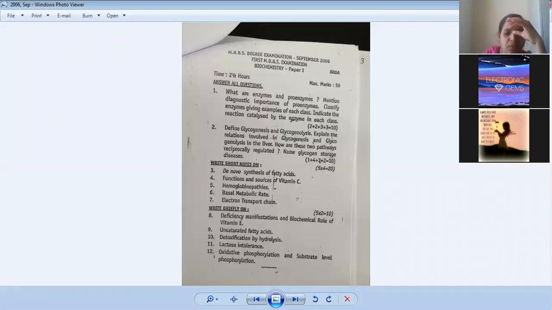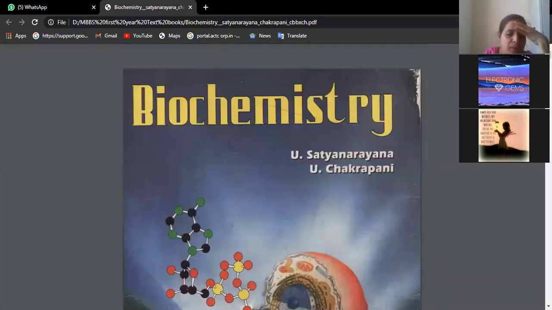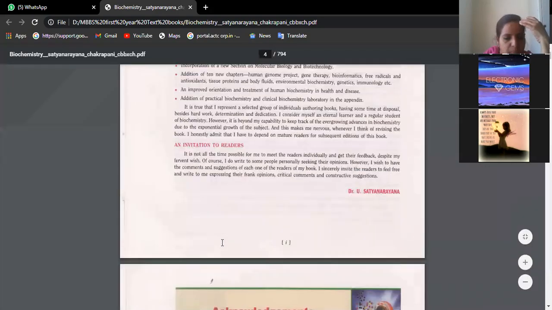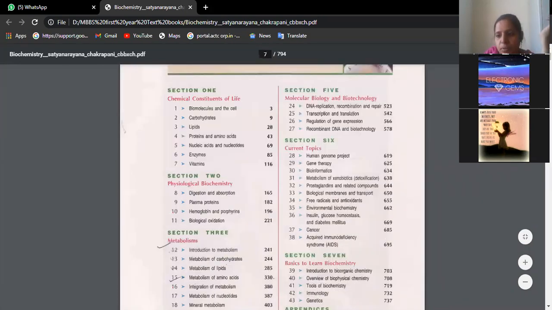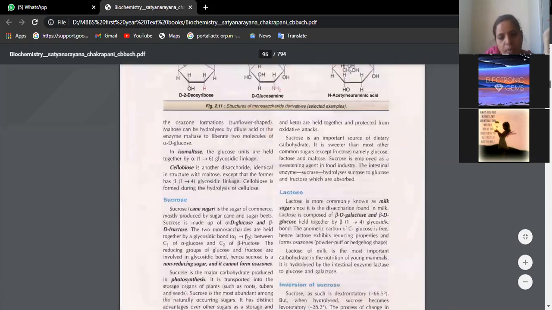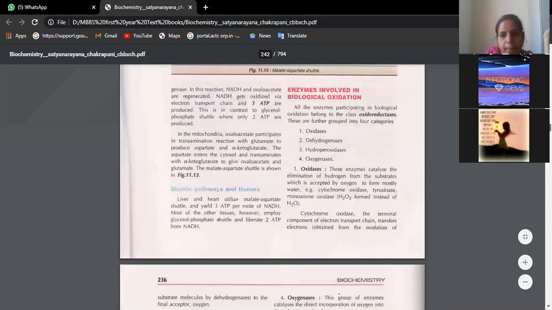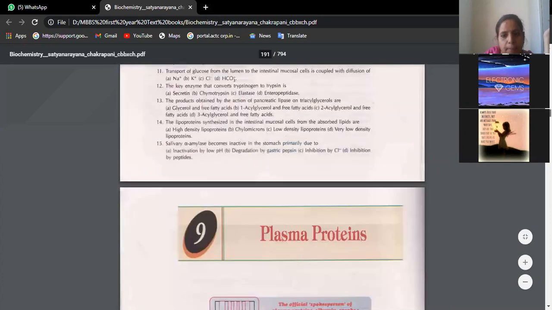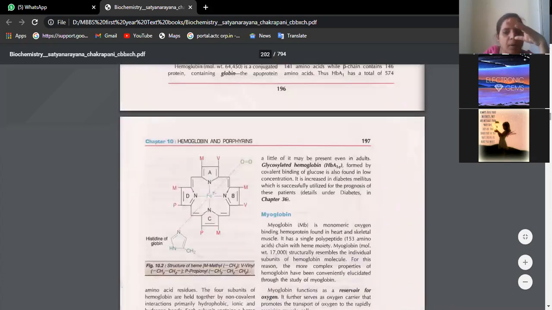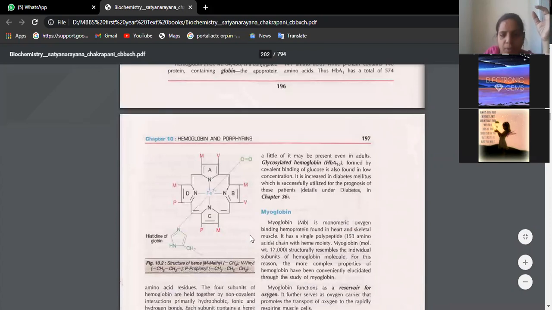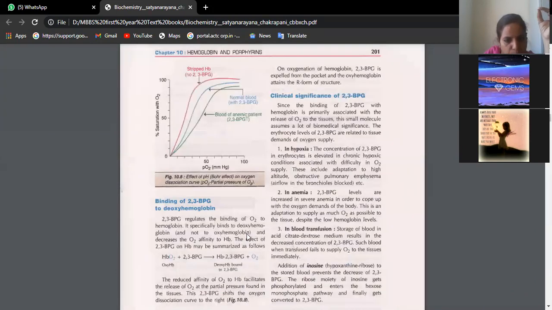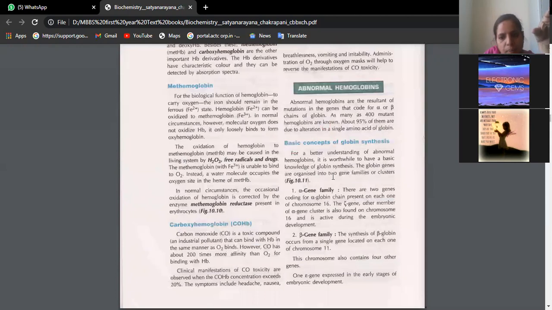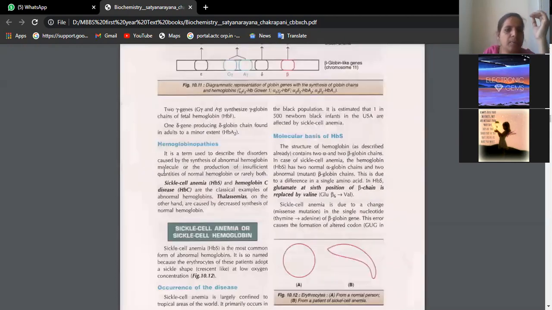Then hemoglobinopathies. What will you write under hemoglobinopathies? Yes, Imad? Ma'am, those are abnormal forms of hemoglobin. Yeah, very good. Sickle cell hemoglobin, methemoglobin, sulfhemoglobin, carboxyhemoglobin. All those come under hemoglobinopathies, abnormal hemoglobins.